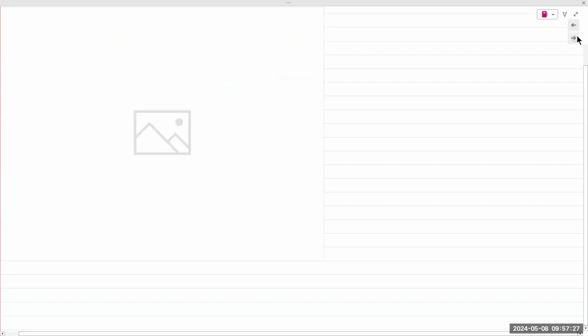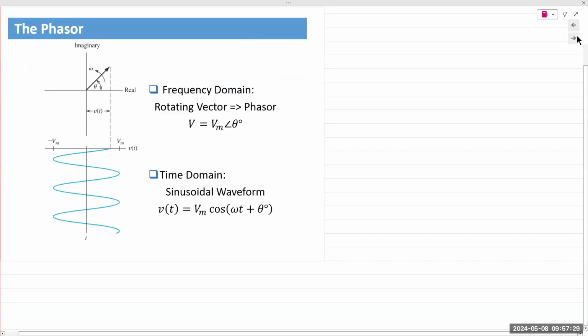Sources are represented as phasors. These phasors are not the ones from Star Trek. They are not going to stun or kill you, but they will scramble your brains occasionally.